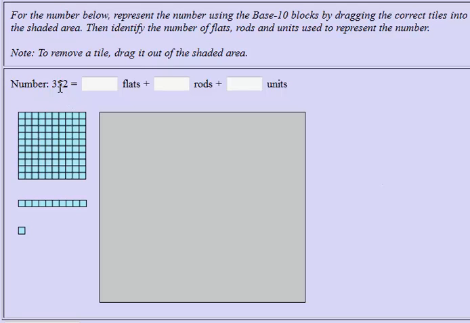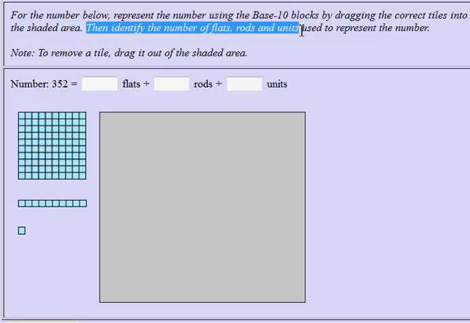In this problem, we are to take the given number and represent the number using base 10 blocks by dragging the correct number of tiles into the shaded area. After we do that, we are to identify the number of flats, rods, and units used to represent the number.